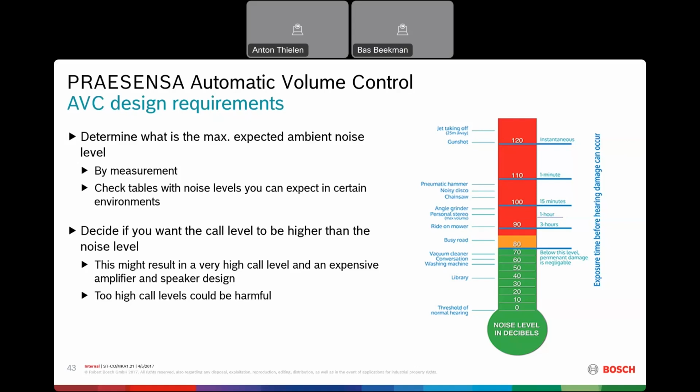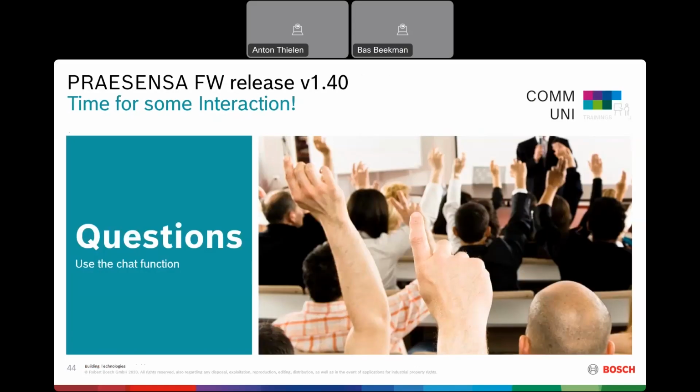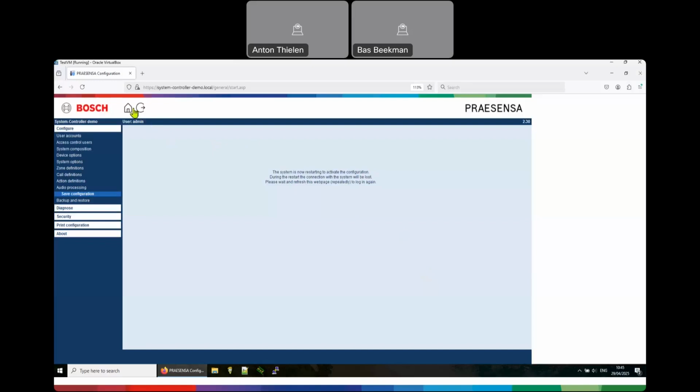So you cannot win this with a further higher speaker design. So too high call levels could be harmful. So you must do something on your noise in that case. System speaker design should be able to handle the necessary required power and SPL, but yeah, exposure. So it is important to decrease the noise level in that case. But before we go to the Q&A, I just want to slightly show you the diagram.